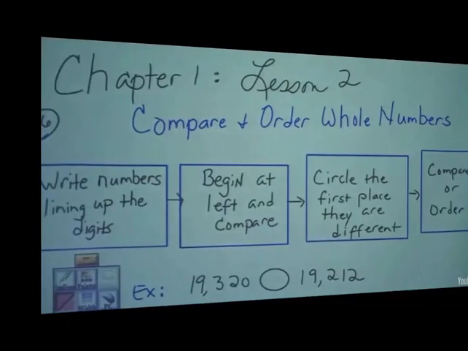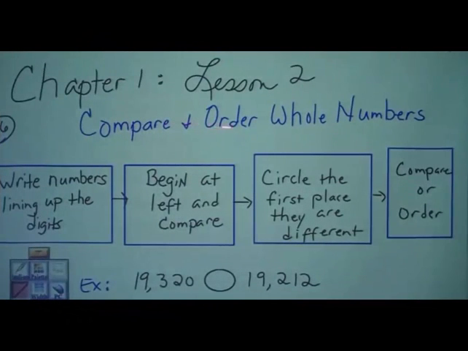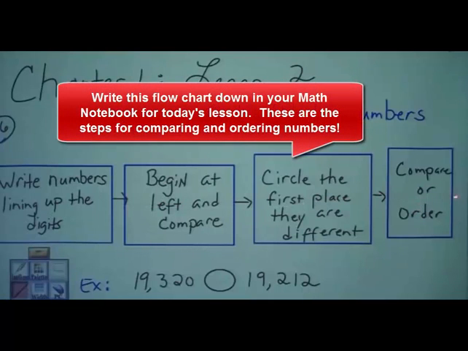It's going to be Chapter 1, Lesson 2, and we're talking about comparing and ordering whole numbers. This is the flow map which your child should have in their notebook. The first step is to write the numbers lining up the digits. The second step, begin at the left and compare. The third step, circle the first place they are different, or the children can use their highlighters and highlight that spot to make those numbers pop out. Then compare, which is greater than, less than, or equal to, or order, put them in order from least to greatest or greatest to least.